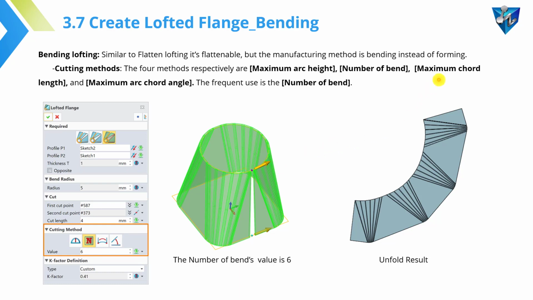And the next one is the maximum chord length, which is the arc length of the bend. And the last one is to define the maximum arc chord angle. And it's easy to understand. It will calculate the bend angle here. And when the angle is predefined, the bend quantity is also set. Okay, but the one frequently used is the number of bends. It's easier to understand.